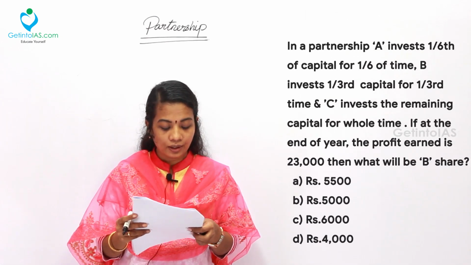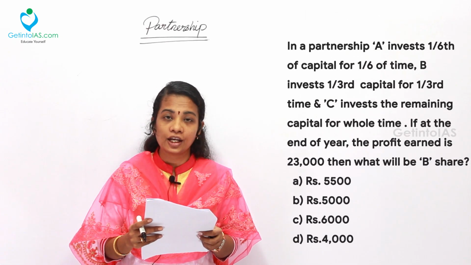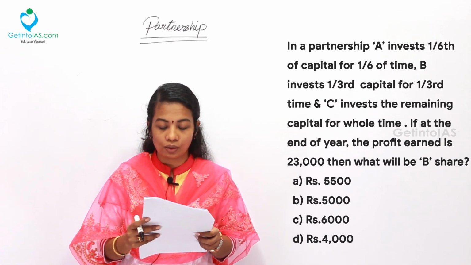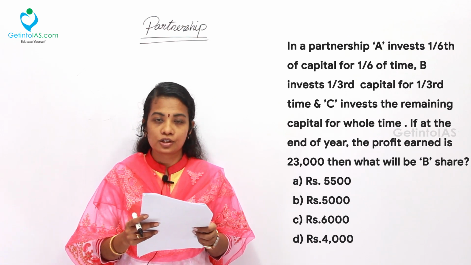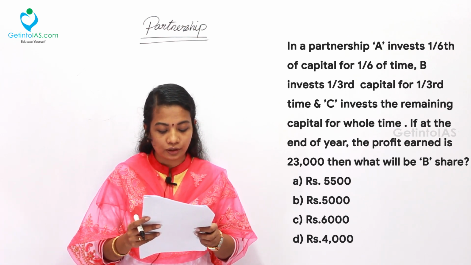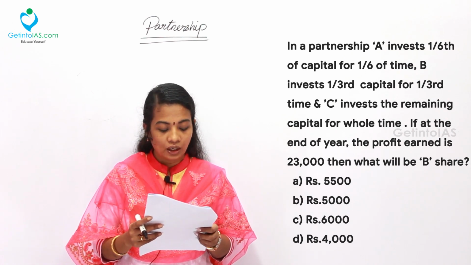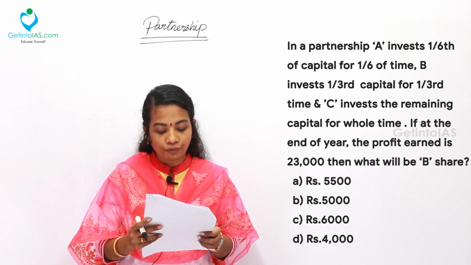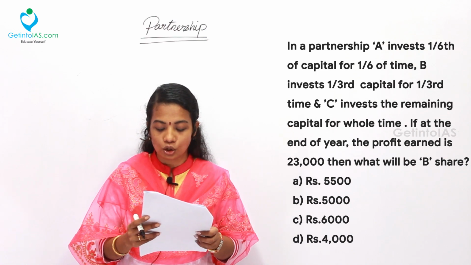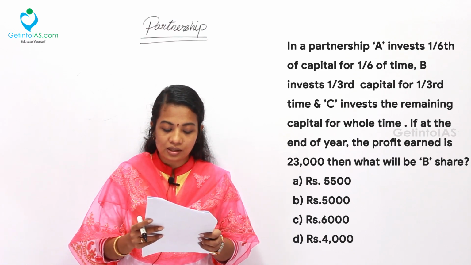The next question: in a partnership, A invests 1/6 of capital for 1/6 of time, B invests 1/3 of capital for 1/3 of time, and C invests the remaining capital for the whole time. If at the end of the year the profit earned is rupees 23,000, then what will be B's share?